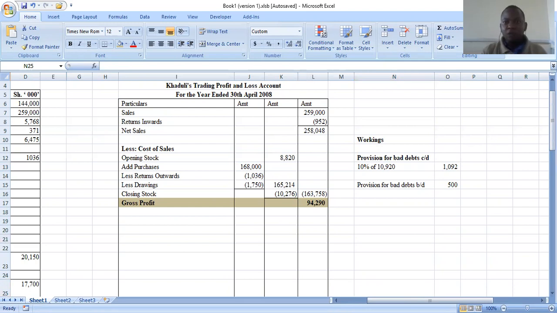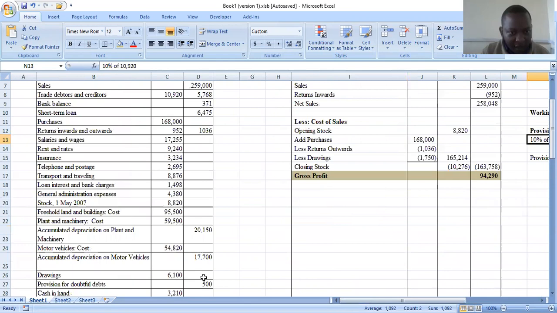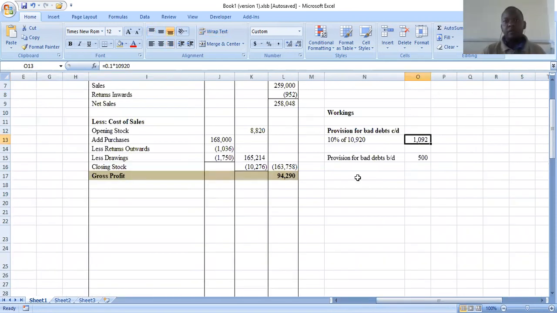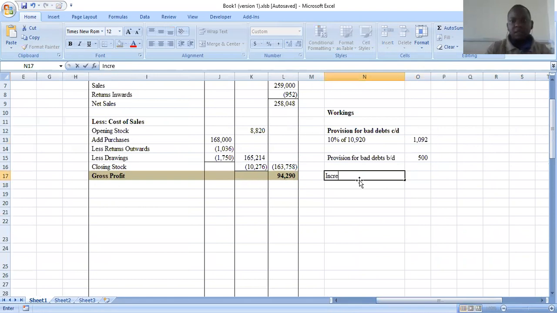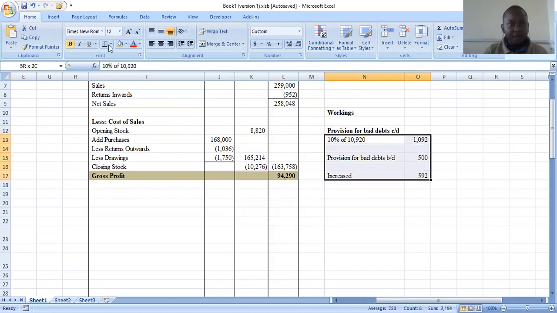Okay, the provision for bad and doubtful debts at the end is 1092. At the beginning it was 500. At the end of the year it's 1092. So it has increased. Kila mtu naona ime increase. So it has increased by how much? By 592. So now that it has increased, we treat it as an expense or a loss to the business.